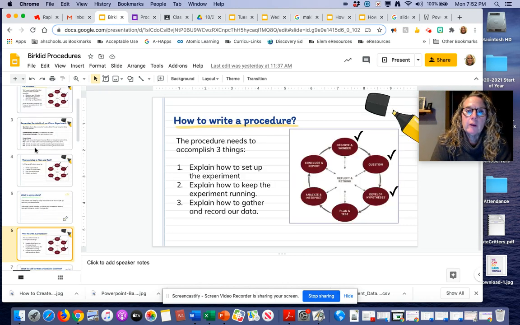So how do you write a procedure? There's 3 things that we need to accomplish when we write a procedure. We need to explain, 1, how to set up the experiment. So what do we need to do to get it ready to run? And then we need to explain how to keep the experiment running. And then we need to explain how to gather and record our data.